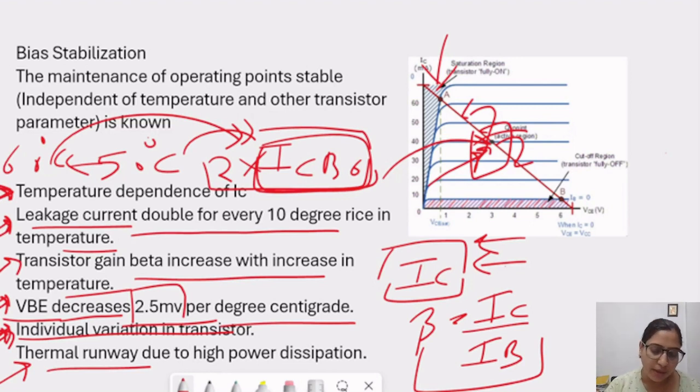Now these are the few parameters from which the beta can shift in the DC load line. So we have to stabilize this beta so that we can get the maximum output from the transistor. Now we will discuss stability in a little more detail.